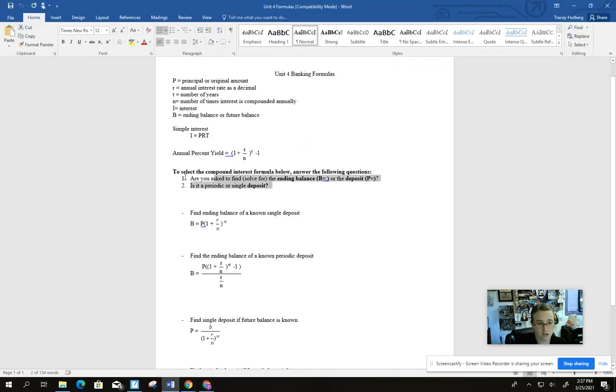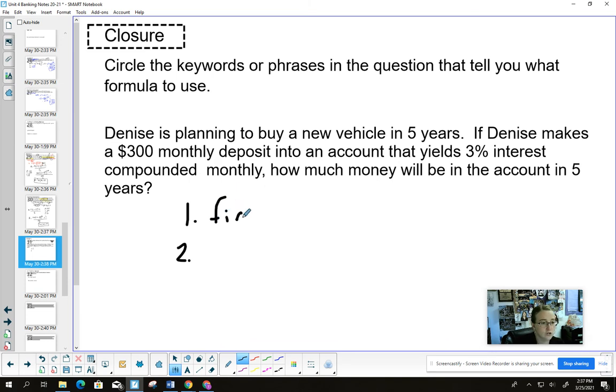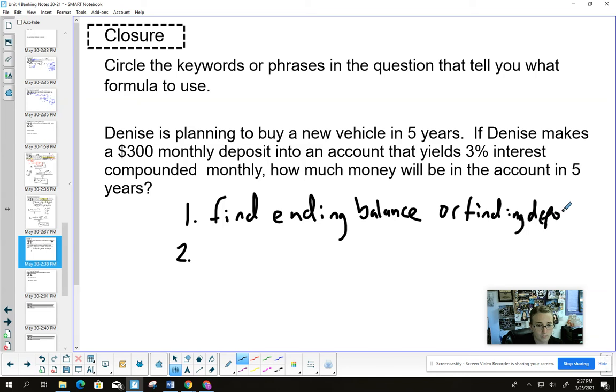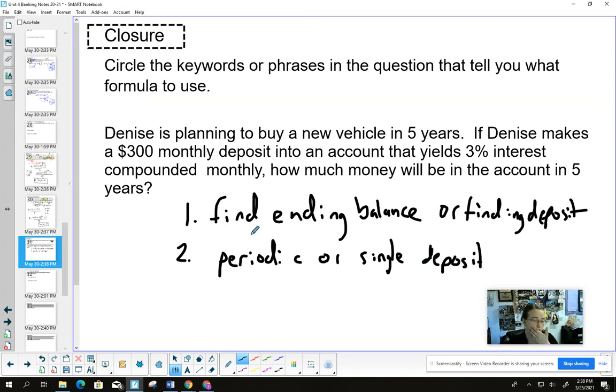There were 2 questions you ask yourself. Are you asked to find the ending balance or the deposit? So circle the words in the question that tell you, are we finding the ending balance or are we finding the deposit? And then circle the words in the question that tell you if it's a periodic or a single deposit. So see if you can do those 2 things. Again, circle which words tell you that we are finding the ending balance or finding the deposit. Which words tell you the answer to this question? And then which words tell you the answer to this question? Periodic or single deposit? Go ahead and read. See if you can figure out what words are telling you the answers to these questions.